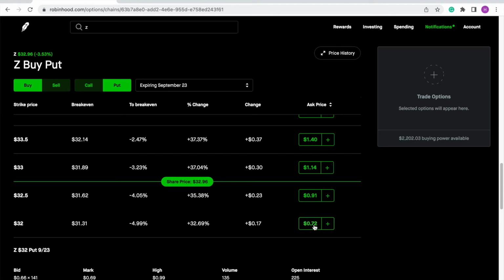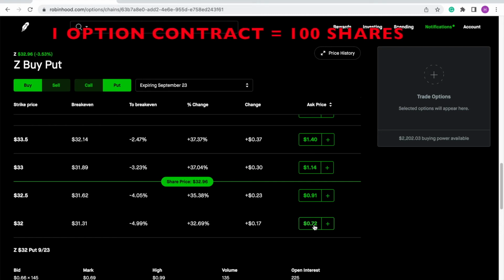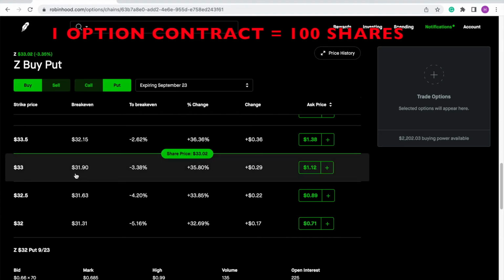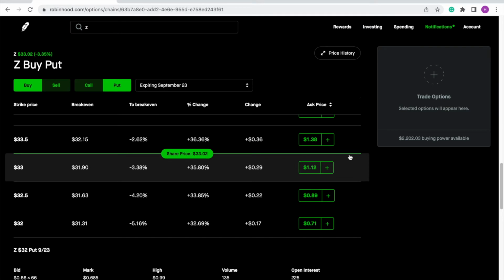Now, a key thing that I forgot to mention earlier in the video is that every option contract is 100 shares, period. That is the same all throughout. The break even is 31.90, which is pretty much your premium that you're paying plus the strike price, right? Because even if it crosses the 33, you already paid $1.12 or whatever the premium is. So that's why you have to add that to your break even, okay? Now here it tells you how much the stock needs to go down, right?